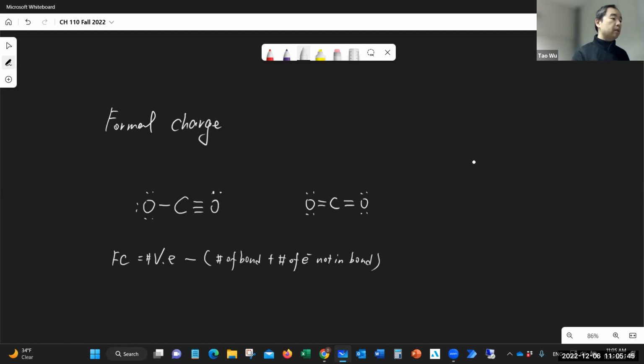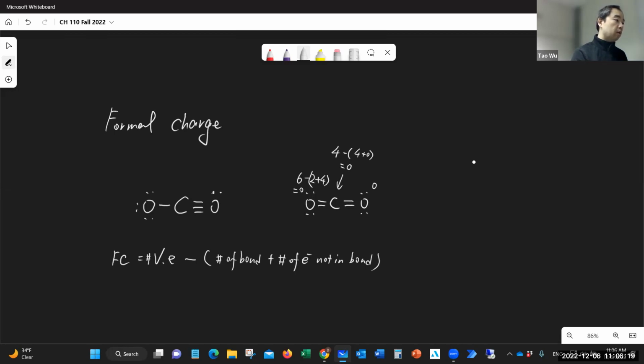Based on this, you figure out that this oxygen has 6 valence electrons, subtract the 2 bonds around oxygen, plus 4 dots, which is 0. So this oxygen is 0, and this oxygen is also 0. And this carbon has 4 valence electrons, subtract the 4 bonds, and no lone pair, no electrons outside, which is also 0. So you got all 0 for the CO2, oxygen and carbon.